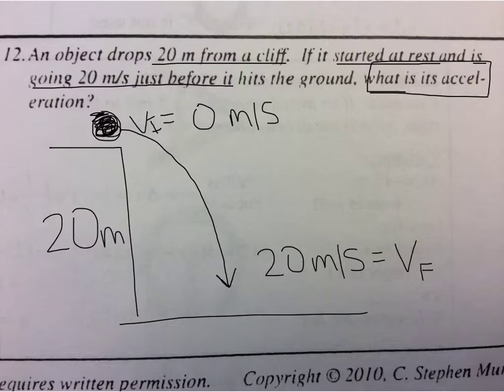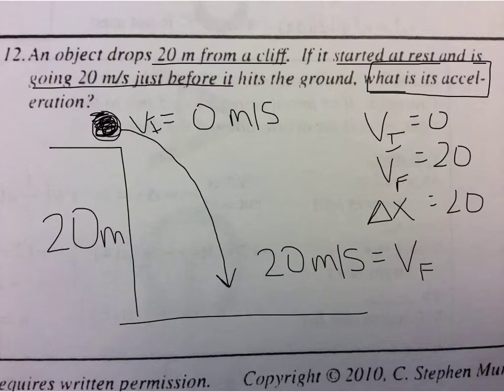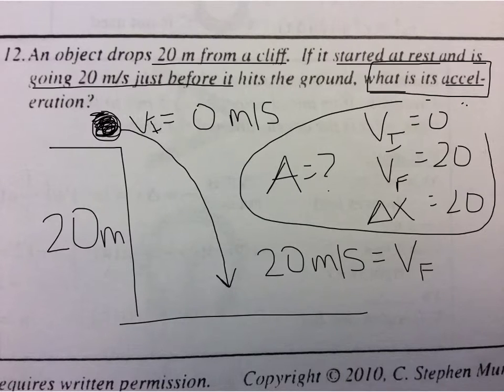So what we're going to do here is list all of our variables. We have a VI, a VF, a change in position, and we're looking for acceleration. So when you're trying to figure out what equation to use, look at these variables. Evaluate what you have and what you're looking for.